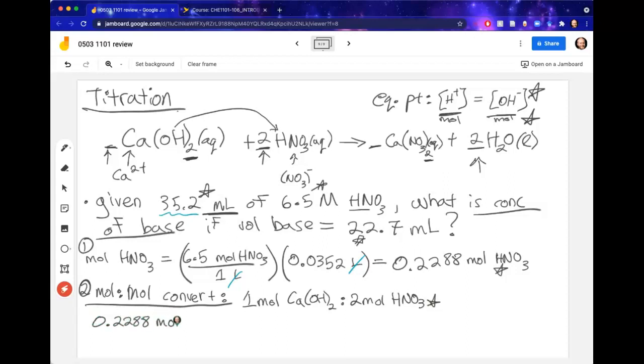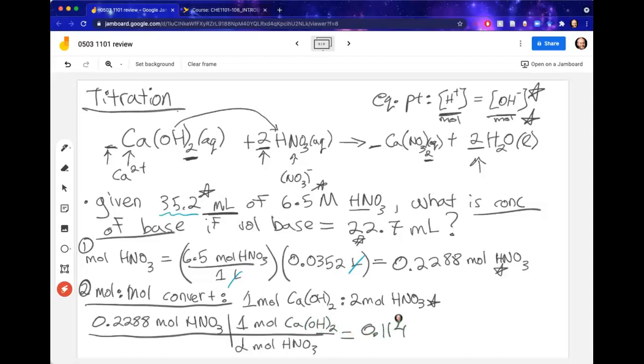0.2288 moles HNO3 times 2 moles on the bottom HNO3, 1 mole on the top. So what is this? 0.1144 moles calcium hydroxide. Moles of HNO3 drops out, and I'll be left in moles of calcium hydroxide.